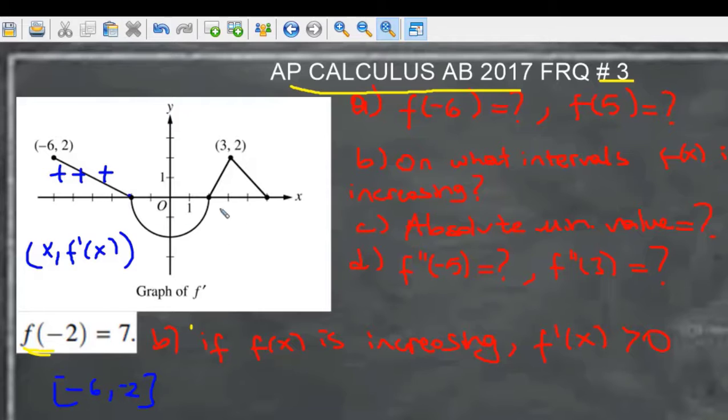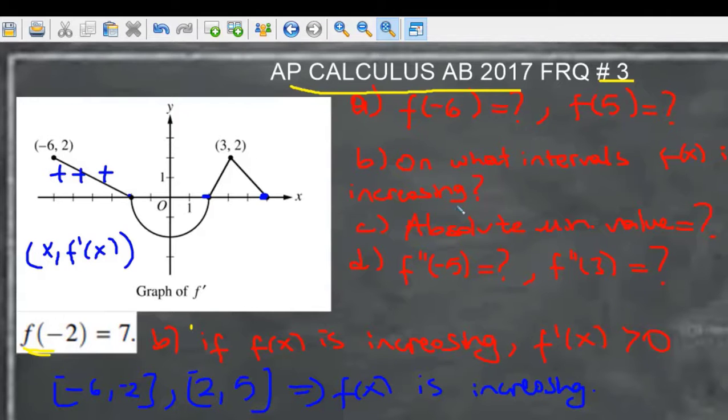And also from positive 2 to positive 5, again the f prime x values are positive. So that's another interval, positive 2 and positive 5. So basically on these two intervals, f of x is increasing. Okay.